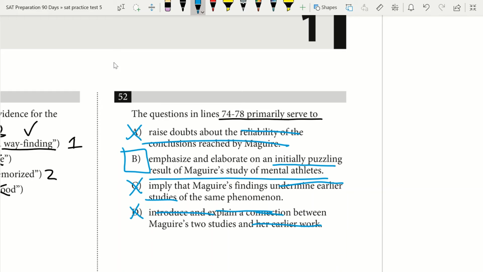All we're doing really is questioning things. There's no explanation between that connection. We are questioning at that point in time. So our answer there would be B.